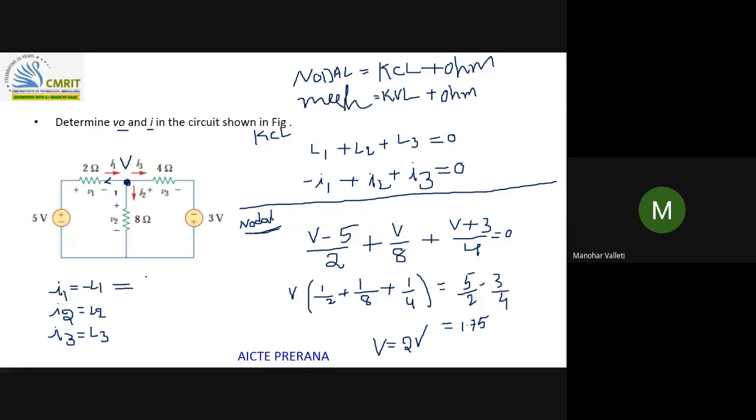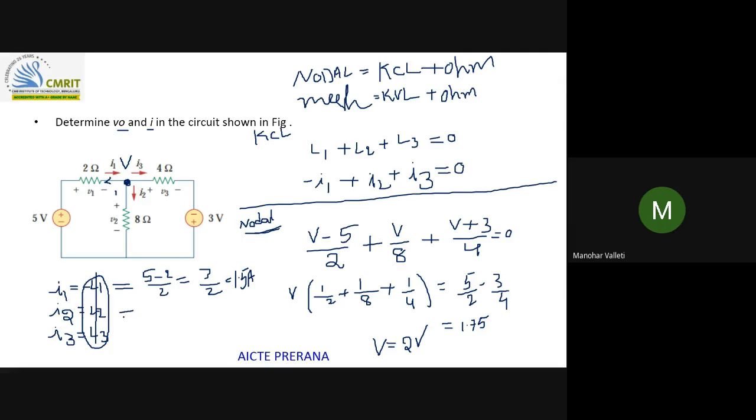So I1 equal to, how can you find I1? As the current direction is from 5 volts towards this node, so (5 minus 2) by 2 is I1, right? So this is only just consideration. Now I don't need this. So I want I1: (5 minus 2) by 2. That is 3 by 2, 1.5 amps.